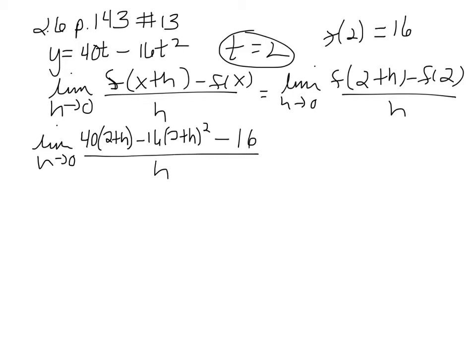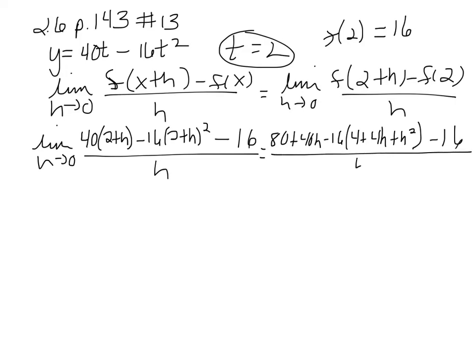And now I need to just do some fancy algebra and expanding and simplifying. I'm going to leave off the limit part here, even though the limit still is there. I would have 80 plus 40h minus 16 times, and then it would be 4 plus 4h plus h squared, and again that's still all minus 16 over h. All right, so now it's just some simple algebra that we need to do.